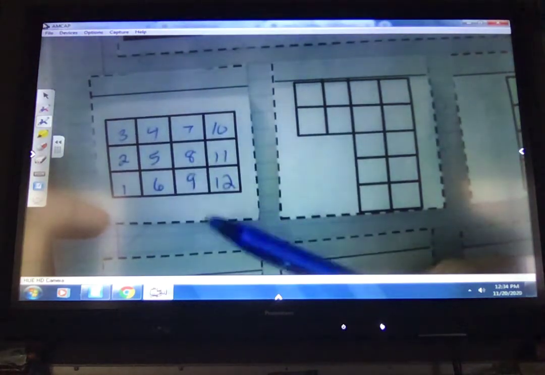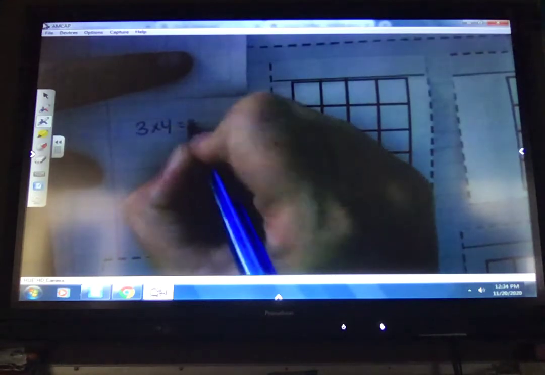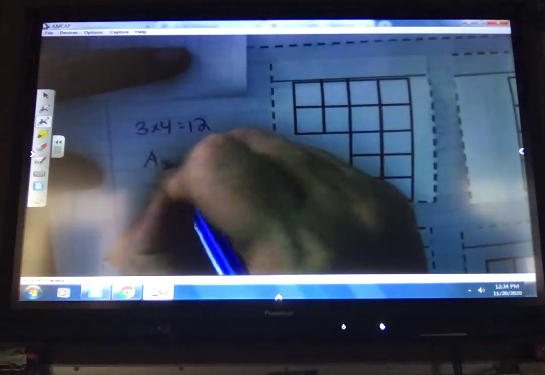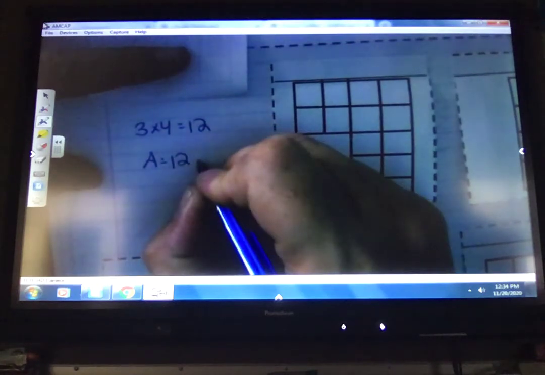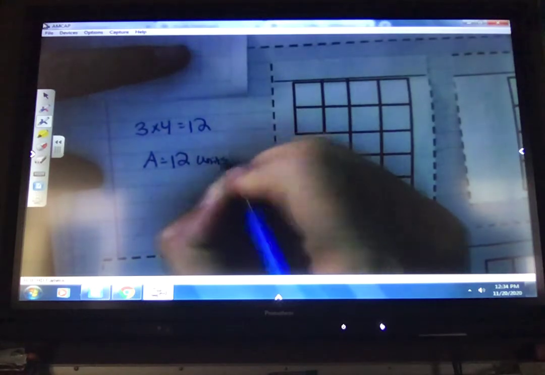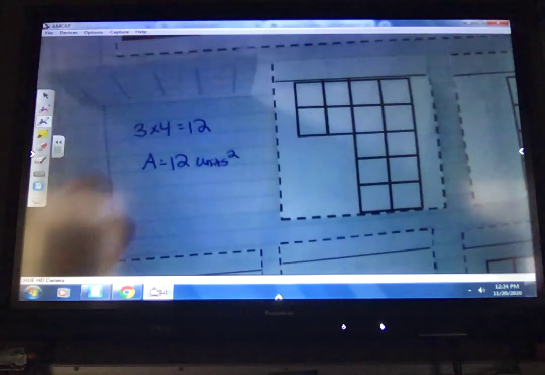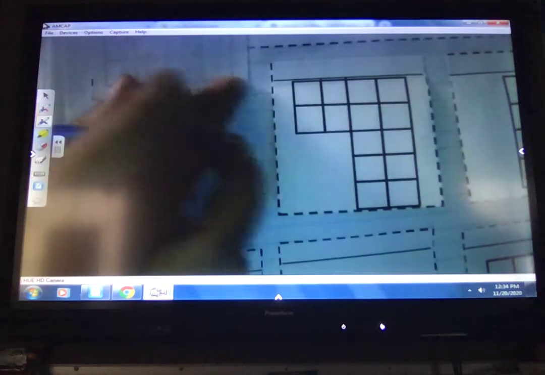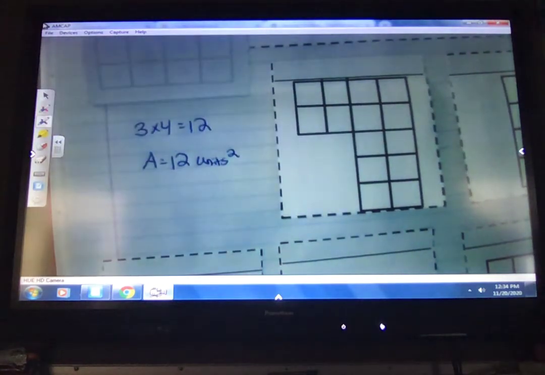So I'm actually showing you 2 ways to solve this. You can number and see there are 12 square units, or you could have done 3 rows times 4 columns and also gotten 12. But our area is going to be 12 units squared, our squared units. Since they don't tell us what our measurement is, they're just squares, we just simply label it units. Units squared or squared units.